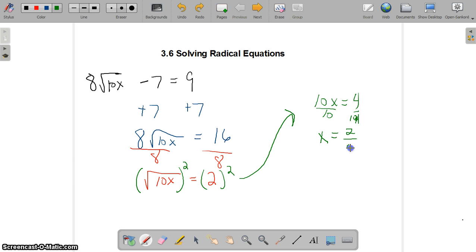2/5, okay? And then you're always going to want to plug it back in and check. So if we multiply 10 by 2/5, we would get 20 over 5, which is 4. The square root of 4 is 2. 2 times 8 is 16. 16 minus 7 is 9. Okay, so there are going to be times where you might plug a solution back in and it doesn't work. So always make sure you check your solution.